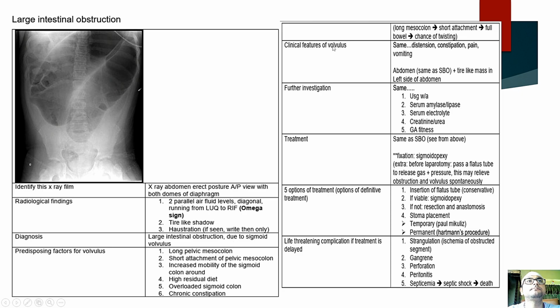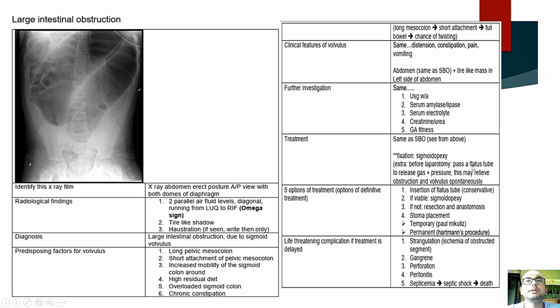The clinical features are distension, constipation and pain. These are cardinal features, along with a mass in the left abdomen. Other investigations include ultrasound of the whole abdomen, serum urea, creatinine, echo and ECG for fitness, serum electrolytes, serum amylase and lipase. Okay, so treatment is conservative management, then laparotomy followed by fixation of the sigmoid part, that is sigmoidopexy.